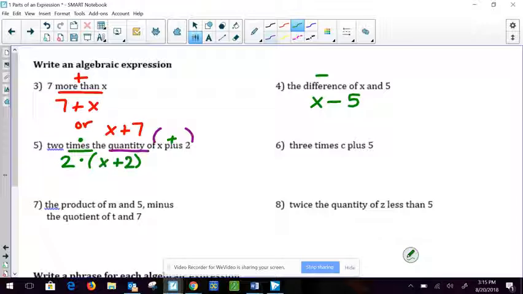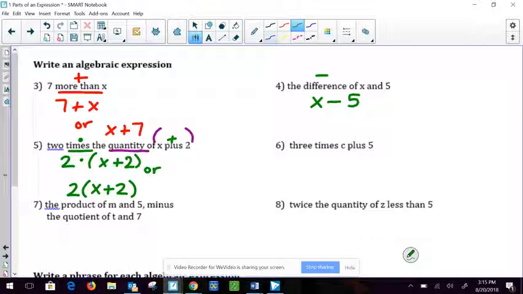Now remember, us mathematicians can be a little bit lazy at times, and so we don't always want to write the multiplication symbol in here. So a lot of times you may see it written as 2 parenthesis x plus 2. You just have to know that whenever you see a 2 in front of something, or a number in front of an operation symbol or a variable, that's always going to mean multiplying.